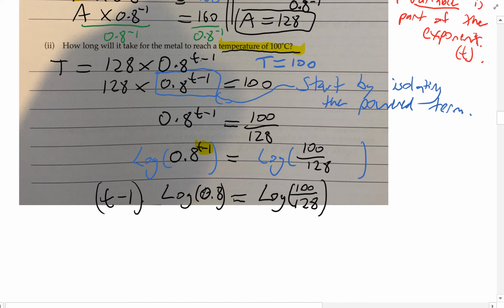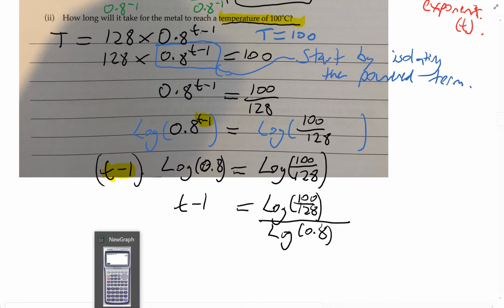Okay, now what? We're nearly there. So we've got t minus 1 is what we're trying to work out. That times something equals something else. How do we undo times? Divide. So t minus 1 must equal log of 100 over 128 divided by log of 0.8.